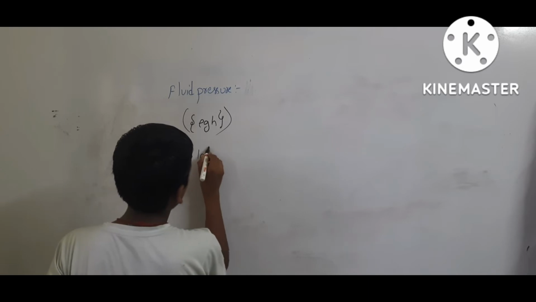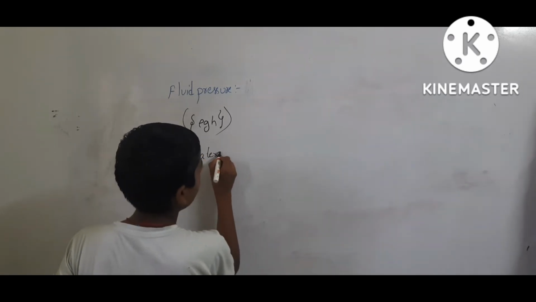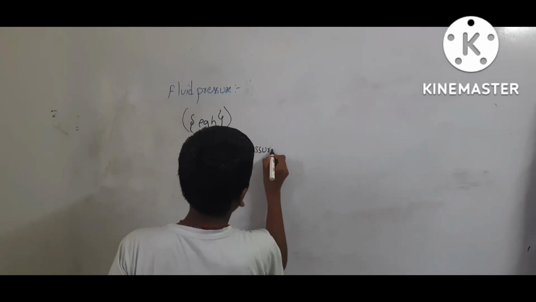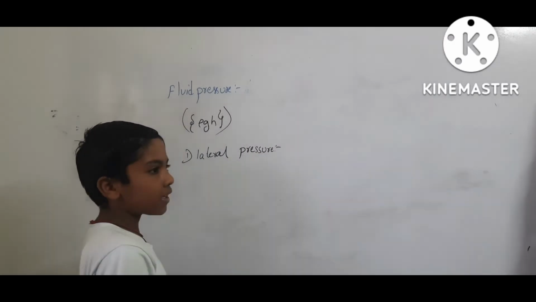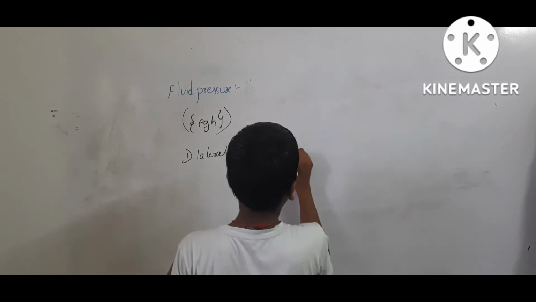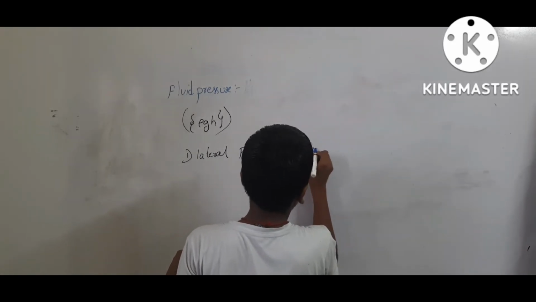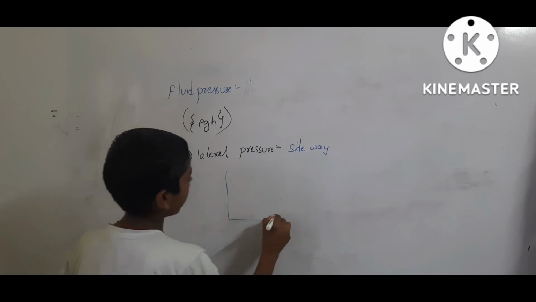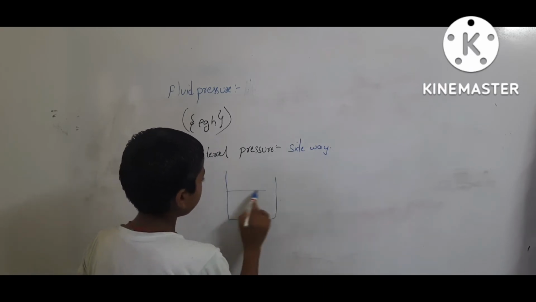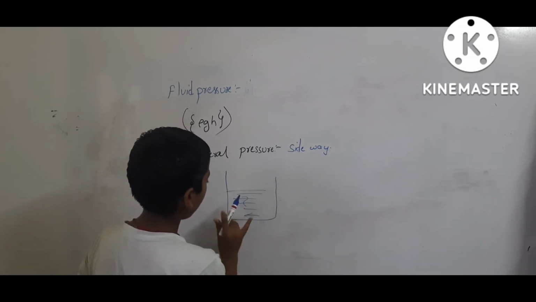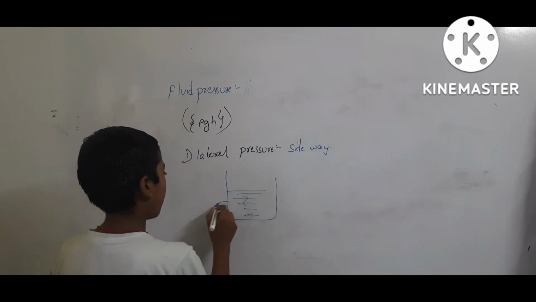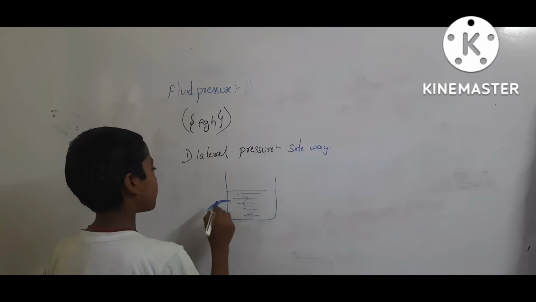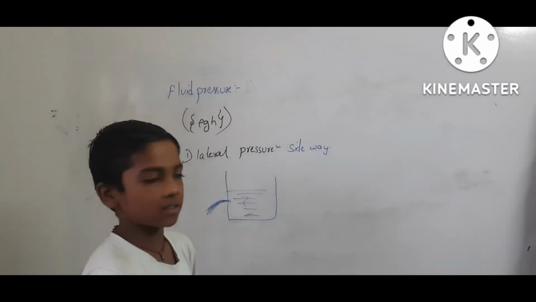First, lateral pressure. This pressure applies sideways in fluids. Sideways pressure means, for example, we take a diagram. This is full of water, and we keep a hole here, and the water goes out from this hole. This pressure is known as lateral pressure.